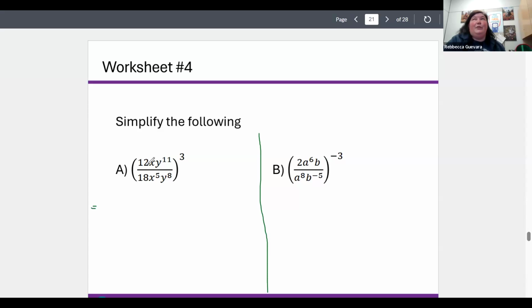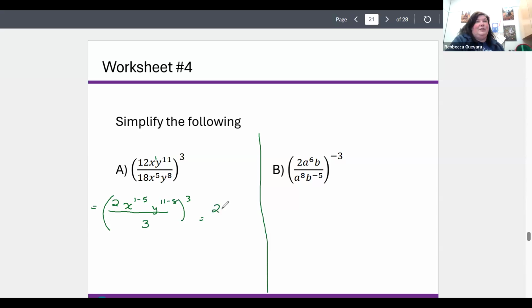So 12 over 18, both of those are divisible by 3, right? Yeah. No, 6. Both of them are divisible by 6. So that's going to simplify to 2 on top and 3 on the bottom. Then we have x to the power of 1 here and x to the power of 5. So this will be x to the power of 1 minus 5. And then we have y to the power of 11 and then y to the power of 8 here. So we'll have 11 minus 8. Okay, and I know it's a little silly looking, so I'll put that 3 in the middle so it looks less weird.